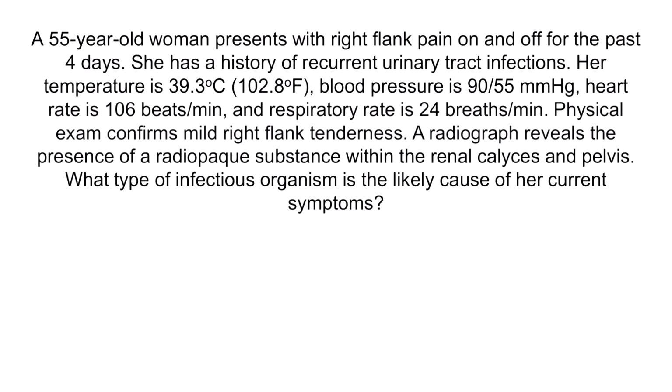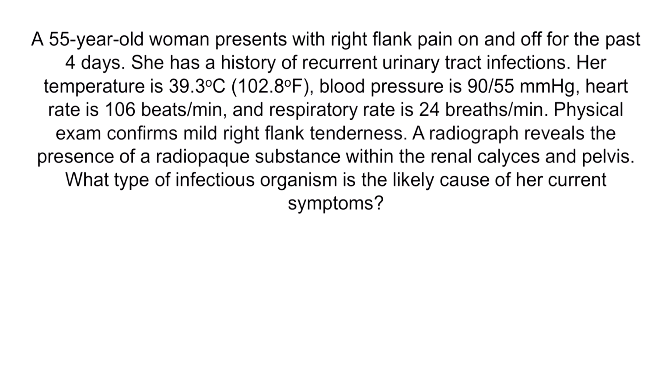Let's try a question to solidify what we've discussed so far. A 55-year-old woman presents with right flank pain on and off for the past 4 days. She has a history of recurrent urinary tract infections. Her temperature is 39.3 degrees Celsius, or 102.8 degrees Fahrenheit. Blood pressure is 90/55 millimeters of mercury. Heart rate is 106 beats per minute, and respiratory rate is 24 breaths per minute. Physical exam confirms mild right flank tenderness. A radiograph is obtained and reveals the presence of a radio-opaque substance within the renal calyces and pelvis. What type of infectious organism is the likely cause of her current symptoms?